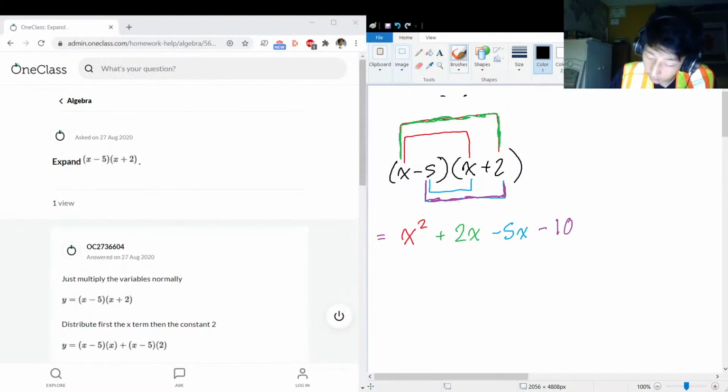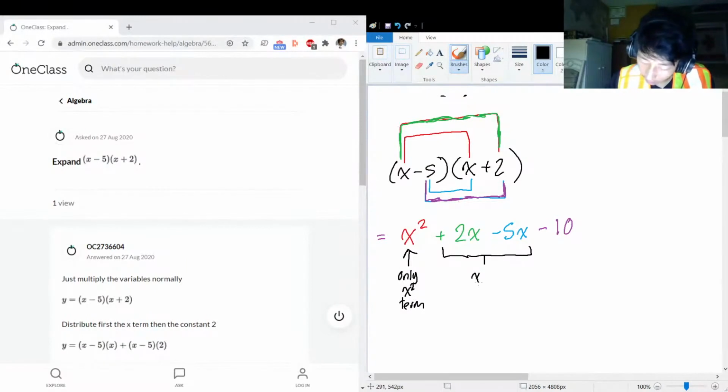Awesome. So now that we have this, we can collect like terms. Like terms means that they have the same x attached to them. So we only have one x squared term. Here we have x terms. And these are just, well, in this case we only have regular numbers.